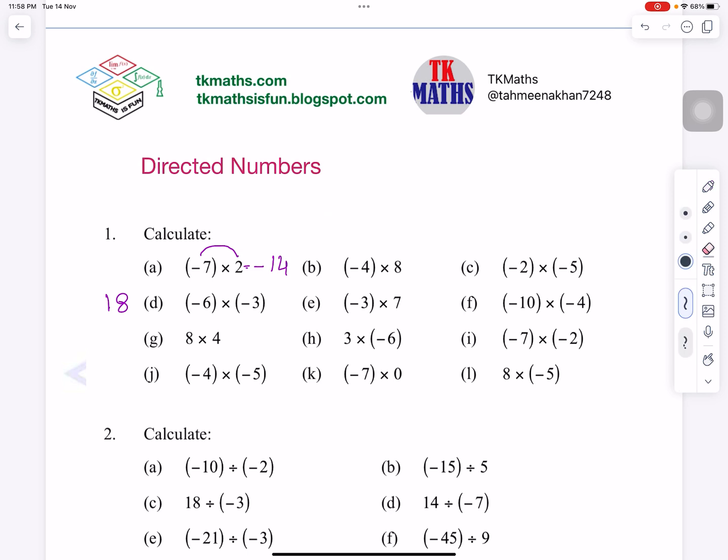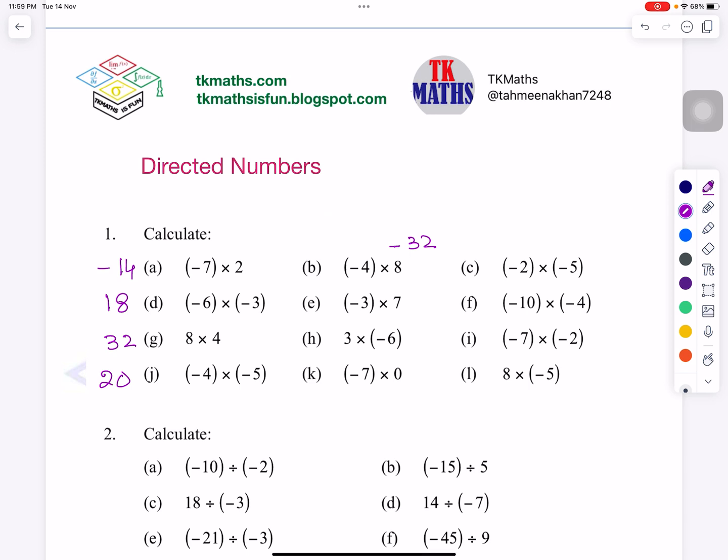Let me write this 14 also on the other side. You can do with me, so it will be a good practice and you will remember then. Then 8 4s are 32. That is straightforward. Now minus 4 multiplied by minus 5. Minus multiplied by minus is plus. When signs are same and they are multiplying, answer is always plus. 5 4s are 20. In case B, minus 4 multiplied by 8 is minus 32.